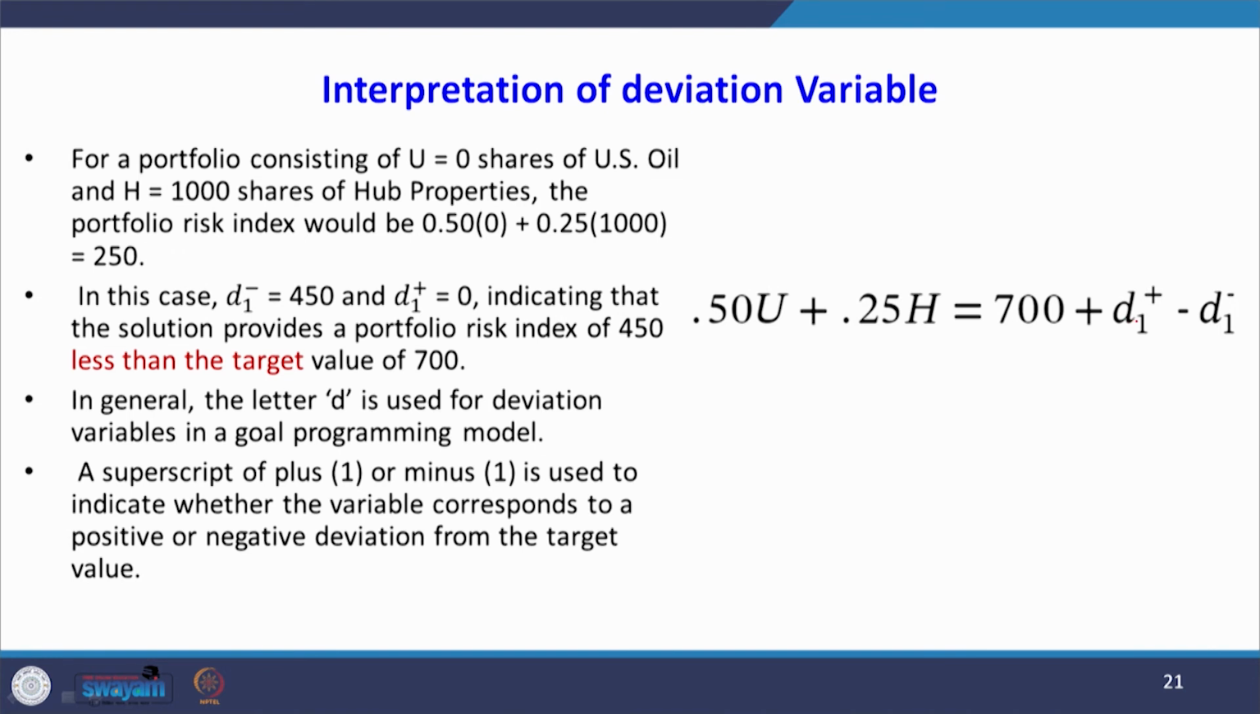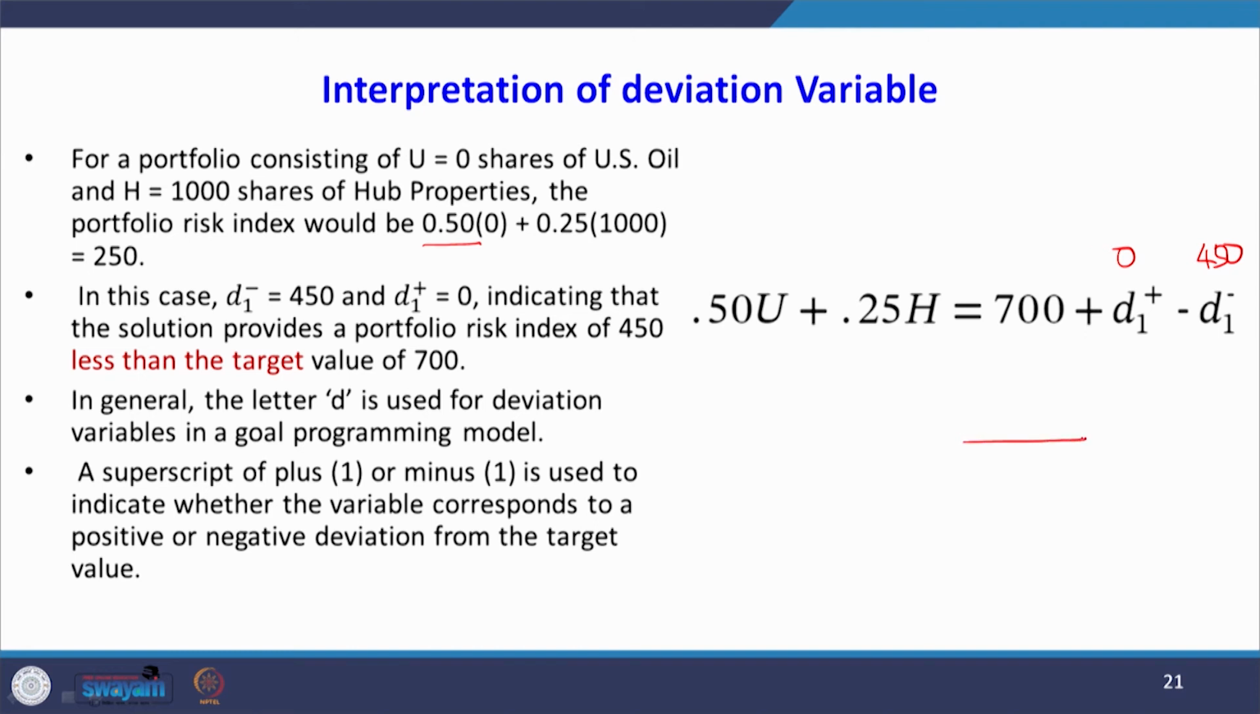For a portfolio consisting of U equal to 0 shares of US Oil and H equal to 1000 shares of Hub Properties, the portfolio risk index would be 0.5 into 0 plus 0.25 into 1000, which is 250. In this case, the value of D1 minus is 450. This value is 0. So, D1 minus equals 450 and D1 plus is equal to 0, indicating that the solution provides a portfolio risk index of 450 less than the target value of 700.